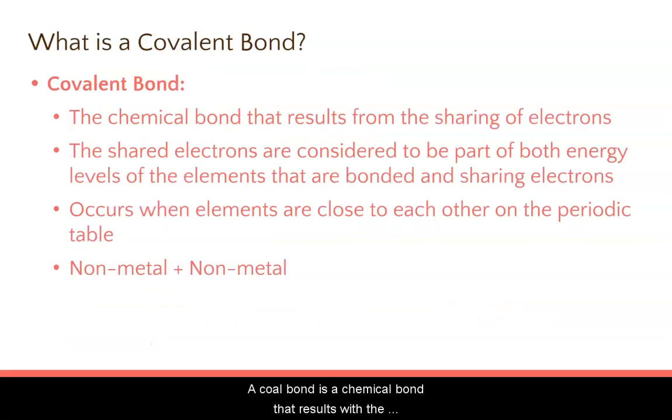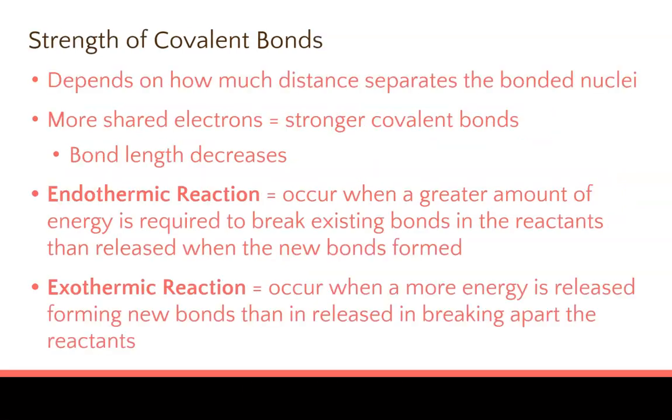A covalent bond is a chemical bond that results from the sharing of electrons. The shared electrons are considered to be part of both energy levels of the elements that are bonded and sharing electrons. So they kind of make a separate hybrid orbital. This occurs when elements are close together on the periodic table, and that is why covalent bonds are generally between a nonmetal and a nonmetal, although there are just a few exceptions, like with boron and aluminum. They like to share their electrons.